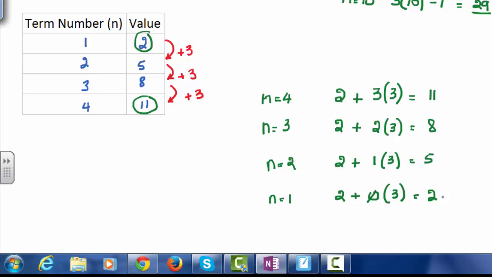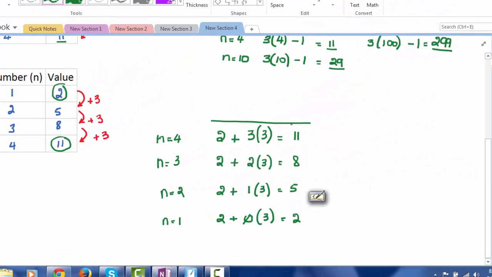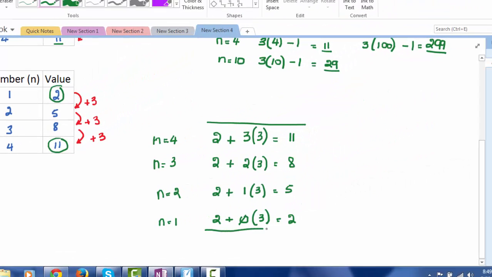Wow, so that means in my calculation here, I have to get the algebraic expression. Let's see. I see the 2 is standard. I see the bracket 3, it's standard. The only thing that changed is 3, 2, 1, and 0.